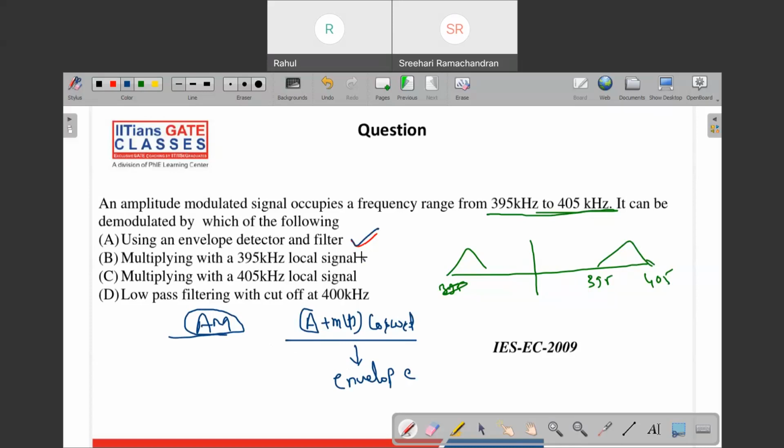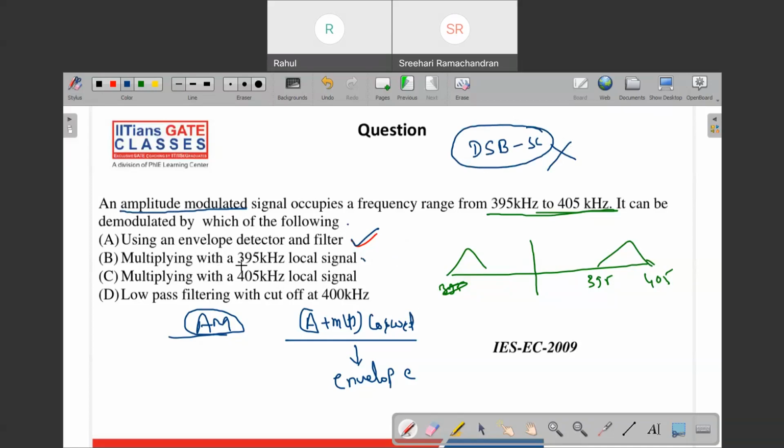People get confused with these options because sometimes they think of this signal as a DSB-SC signal. Instead of thinking of this as an AM signal, they think of this as a DSB-SC signal, but we know that this is not a DSB-SC signal because it is mentioned in the problem. It is an amplitude modulated signal. And because of that, whenever you have an amplitude modulated signal, we will demodulate it with the help of the envelope detector.